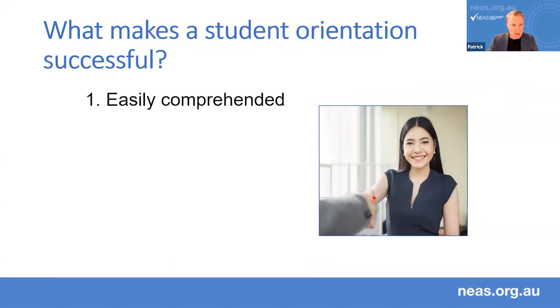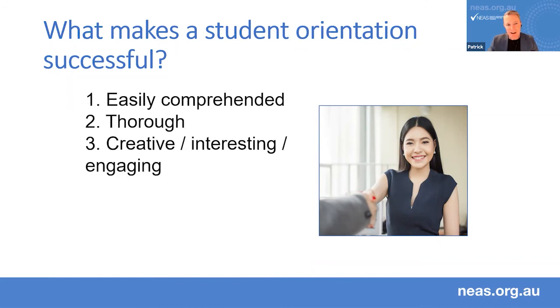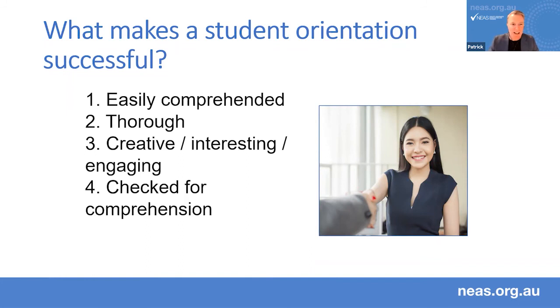So I'm just going to quickly go over a couple of quick things to remember about a student orientation. It needs to be easily comprehended. It needs to be thorough. It needs to be creative and interesting and engaging. We've talked about ways to do that. Students need to be checked that they have understood and they comprehend everything, and the student orientation needs to be followed up on. So these are a summary of the things that we've discussed today.